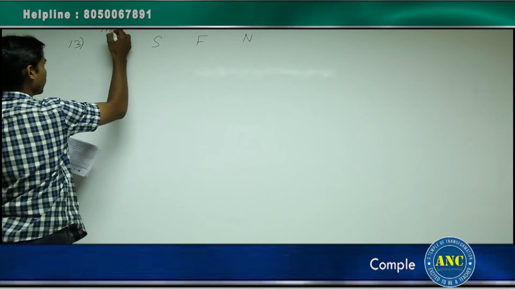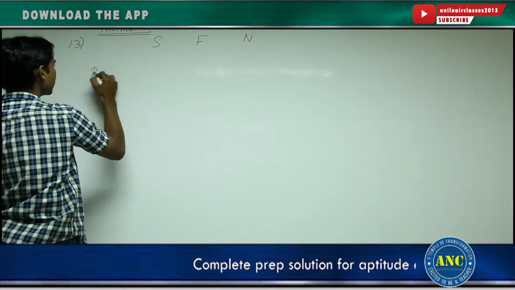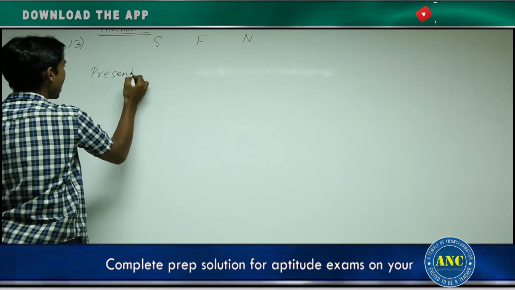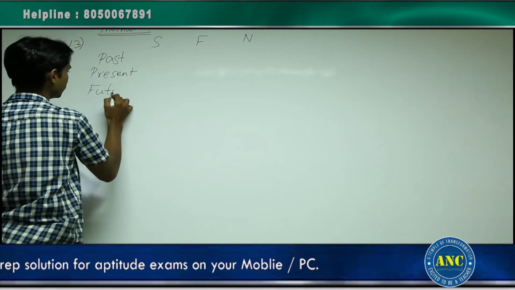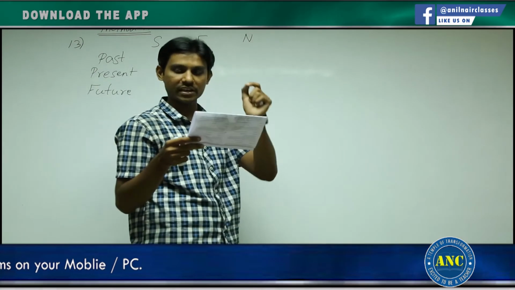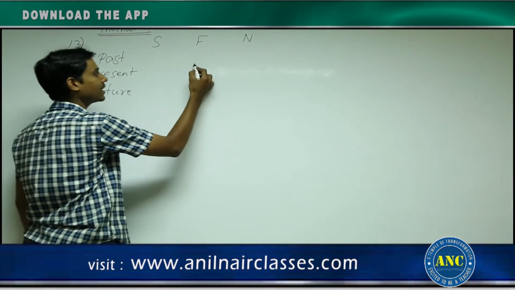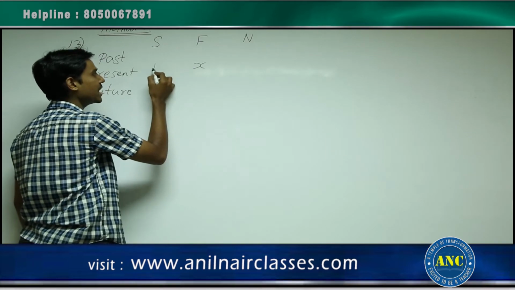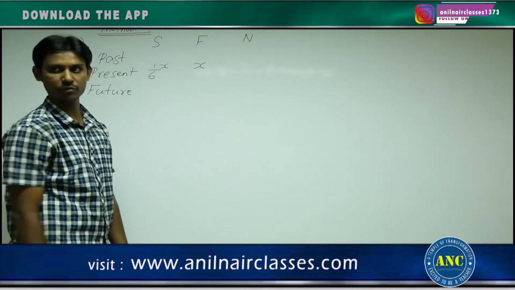This is method one. Right? Same approach. Any person will have a present situation and a past situation, and will also have a future situation. Here, what is the first statement? Suman's age is 1/6 of his father's age. If I assume the father's age as X, Suman's age will be 1/6 of X. So it will be 1/6 X.